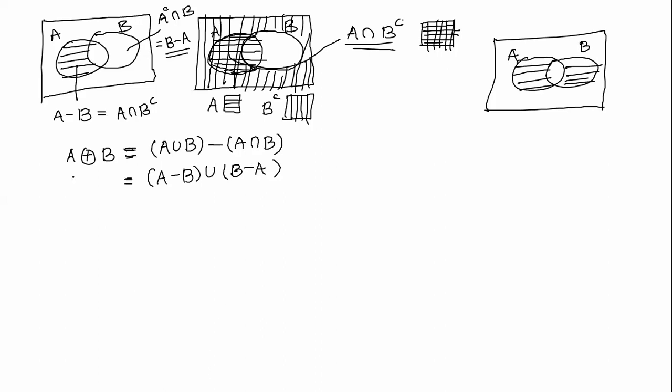Then there is De Morgan's law also. De Morgan's law is nothing but A union B whole complement equal to A complement intersection B complement. Similarly, A intersection B whole complement is equal to A complement union B complement. These are De Morgan's law. Then there are distributive laws also.